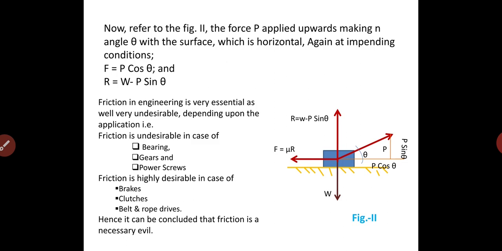But friction is highly desirable in brakes, clutches, belt and rope drives. If there is no friction, you will not be able to stop the vehicle, and you will not be able to engage the power of the engine to the transmission system, that is the differential mechanism, if there is no clutch or there is less friction in the clutch. In belt and rope drives, again there is importance of friction. We will be dealing with these topics in the coming lectures. Hence, it can be concluded that friction is a necessary evil.